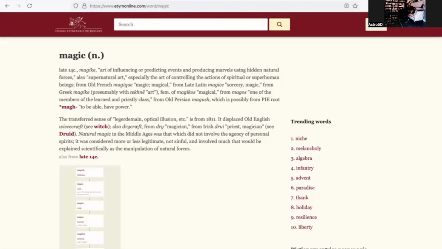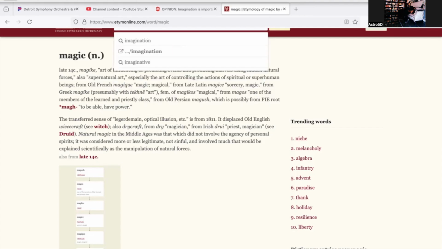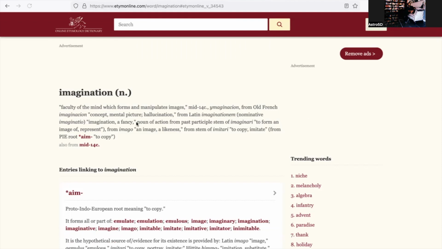So, looking at magic: magic is the art of influencing or predicting events and producing marvels using hidden natural forces. Also, supernatural art, especially the art of controlling the actions of spiritual or human beings. Optical illusion. Imagination: faculty of the mind which forms and manipulates images. Think about that.